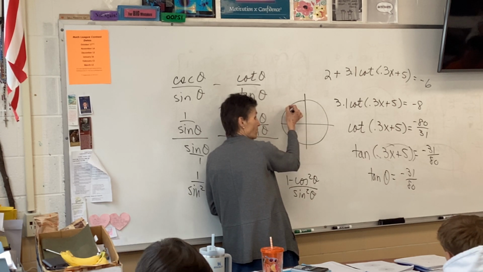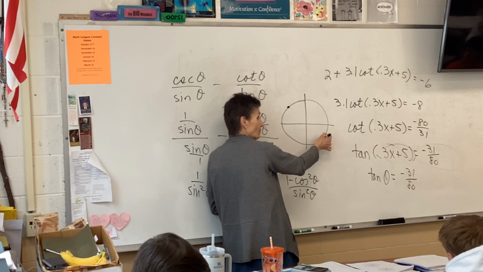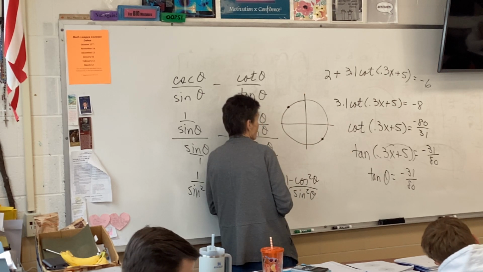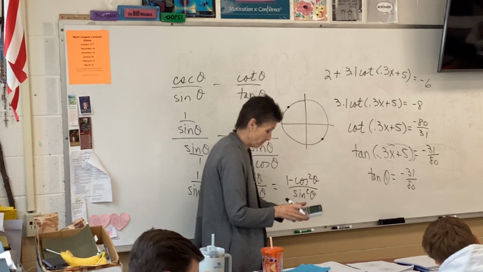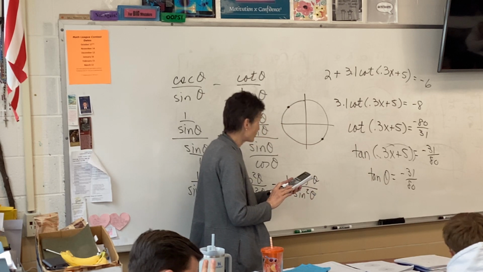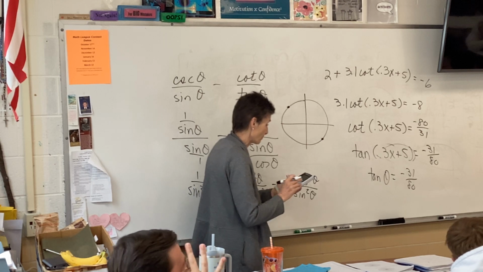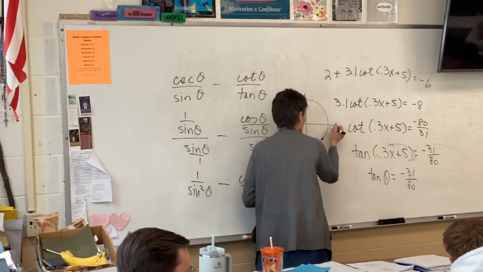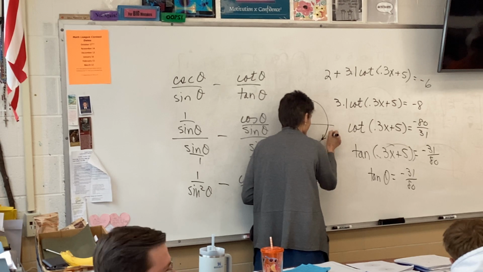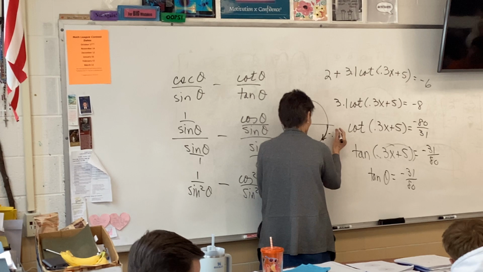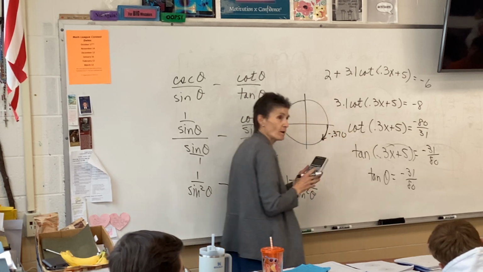Over here somewhere? Or here somewhere? Tangent is y over x. So if I go to my calculator and do inverse tangent of negative 31 80ths, it's going to give me this angle right here, which is negative 0.370, straight off my calculator.